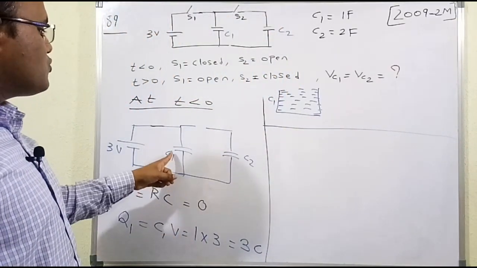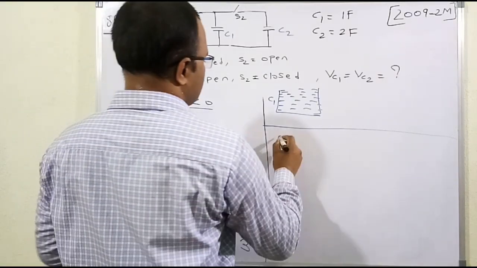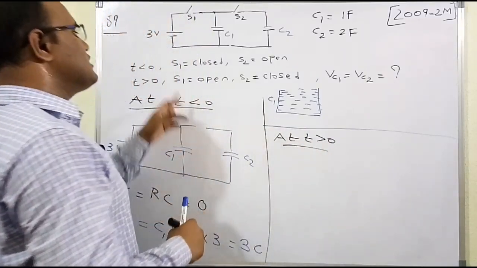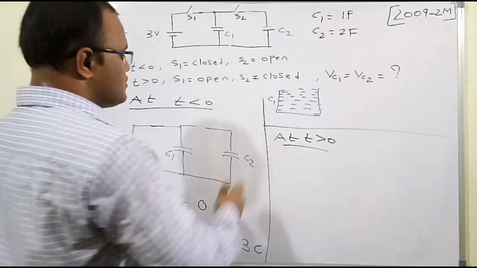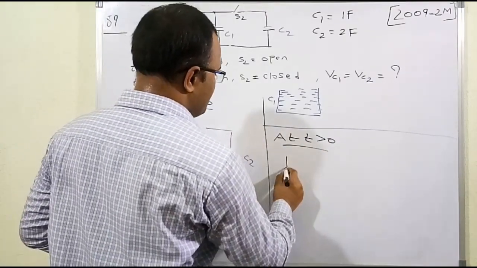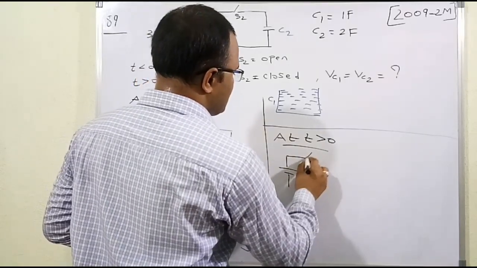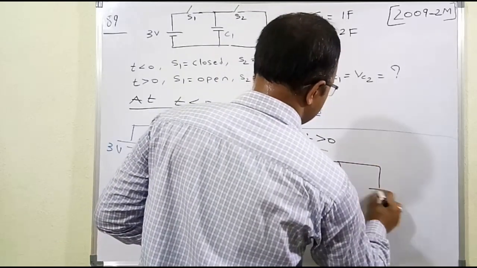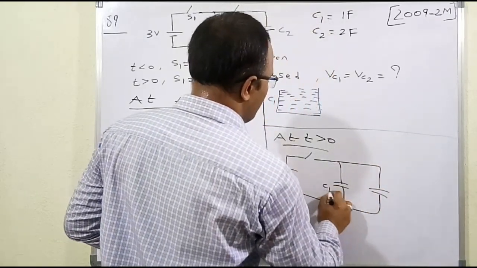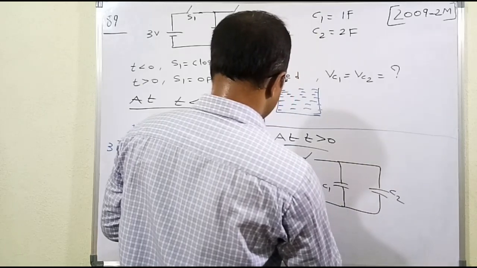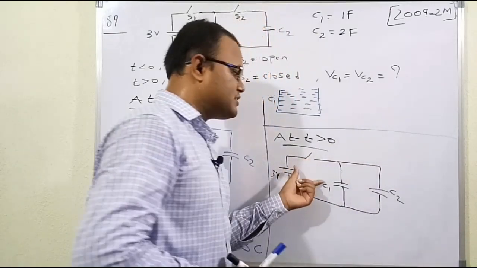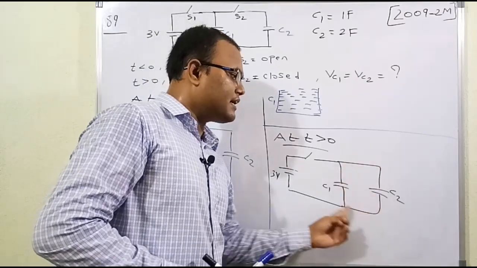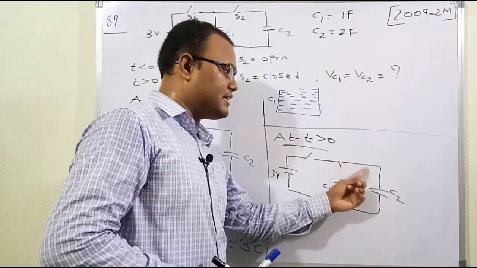See here, now at t greater than 0. At t greater than 0, they are already given that S1 is open and S2 is closed. So now I am going to draw the equivalent circuit. Here S1 is open and here S2 is closed. So I have closed S2 and opened S1. Therefore I have no need to construct this circuit because this circuit is open. Only C1 and C2 are now in connection. They are interconnected now.